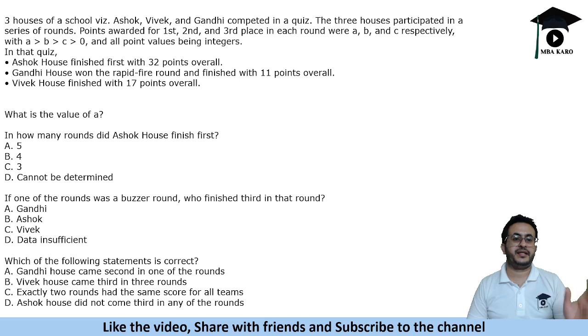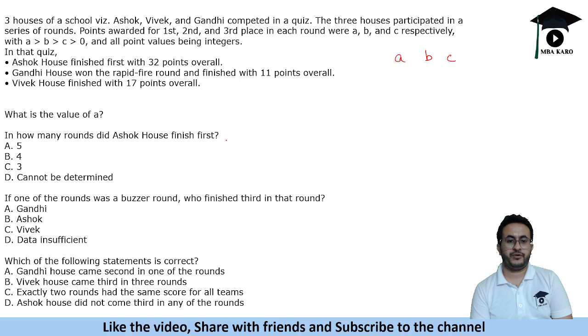It says that there are 3 houses of a school, Ashok, Vivek and Gandhi. They competed in a quiz. The 3 houses participated in a series of rounds. Points awarded for first, second and third place in each round were A, B and C respectively, with A greater than B greater than C greater than 0 and all point values being integers. So A, B, C are the points given for each round.